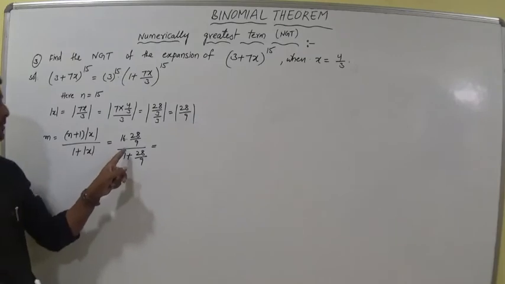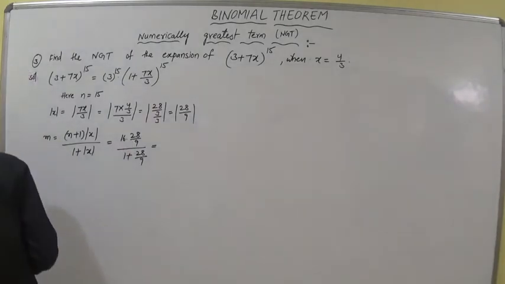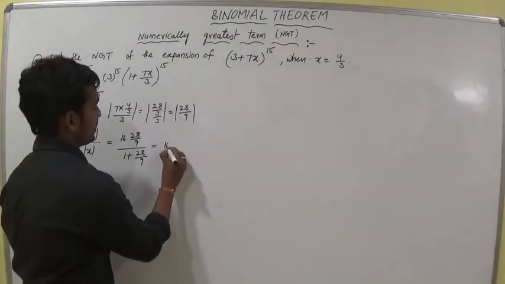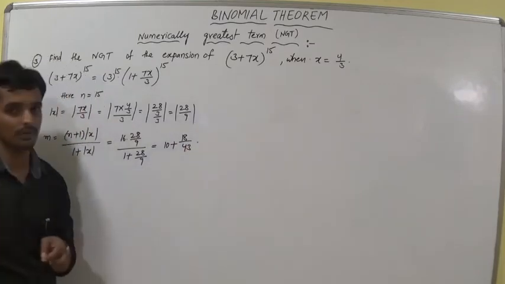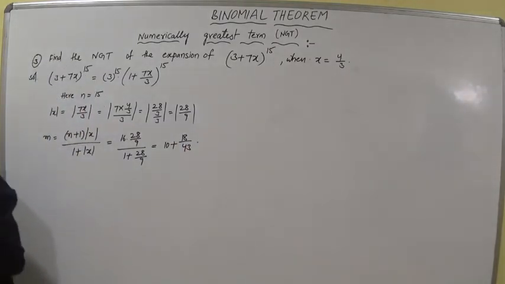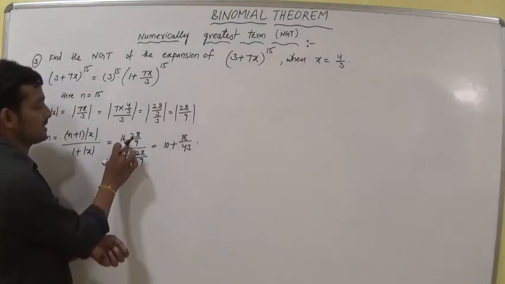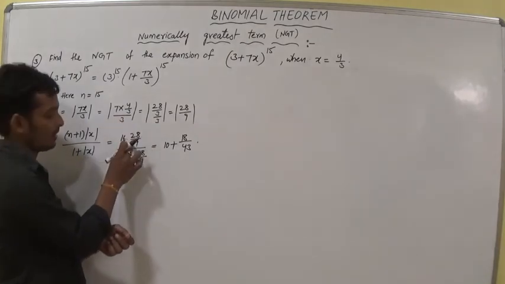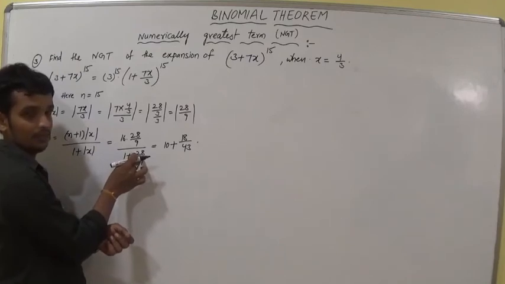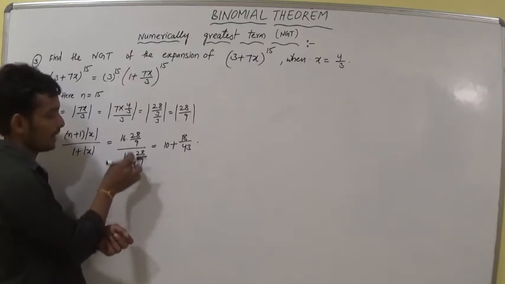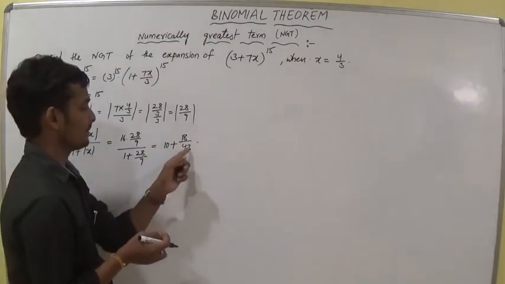So 16 into 28 by 9 by 1 plus 28 by 9 is equal to, if you want to simplify, 10 plus 18 by 43. So we have to simplify that. Is it an integer? You have to multiply 16 into 28 and you are getting some value by 9. Here 9 plus 28, 37 by 9, the 9s are cancelled. So we are getting this type of answer, 10 plus 18 by 48.